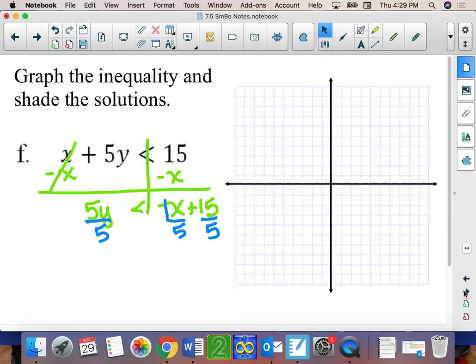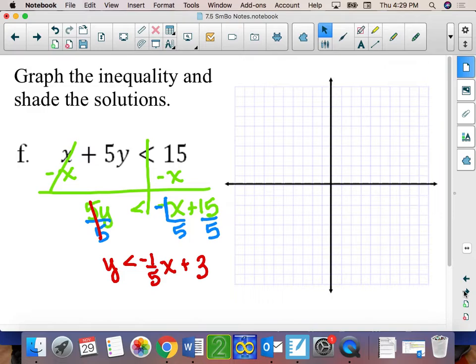And remember, there is a 1 in front of this, a negative 1. So when I simplify this, I'm left with y is less than, and negative 1 over 5 just stays like that. It doesn't become a 5, it's a fraction. So negative 1 over 5x plus 15 over 5 is 3.